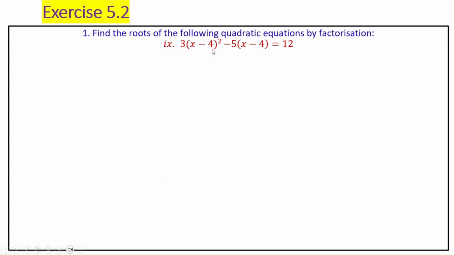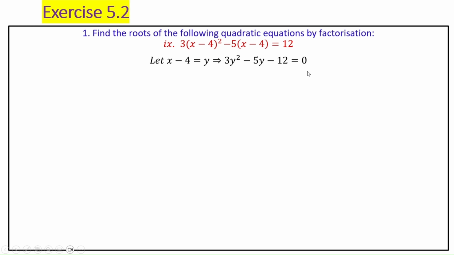3 into x minus 4 whole square minus 5 into x minus 4 equal to 12. First thing is you expand everything and write it. Alternatively you can call x minus 4 as y. So it will become 3y square minus 5y minus 12 equal to 0.